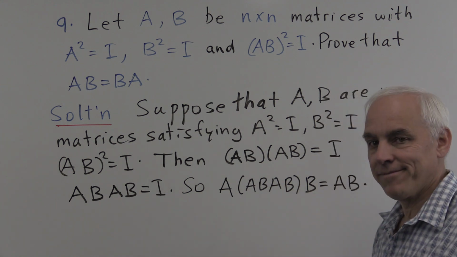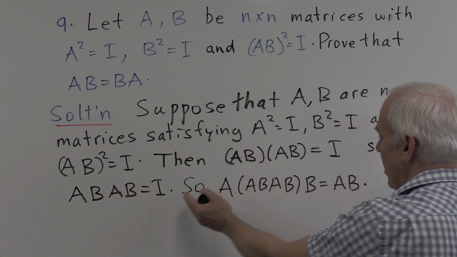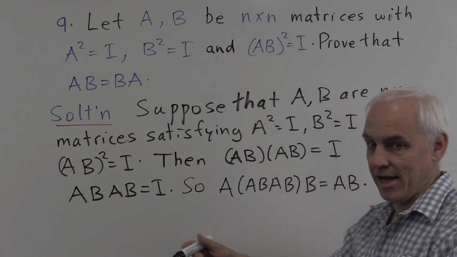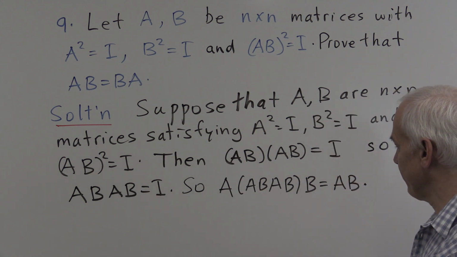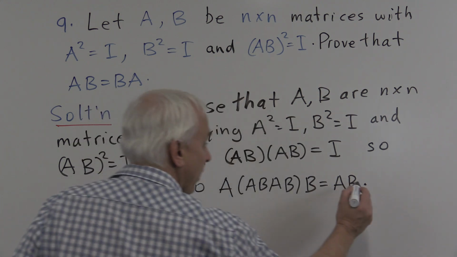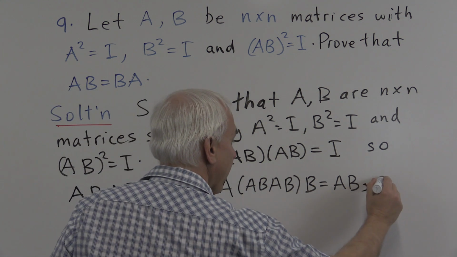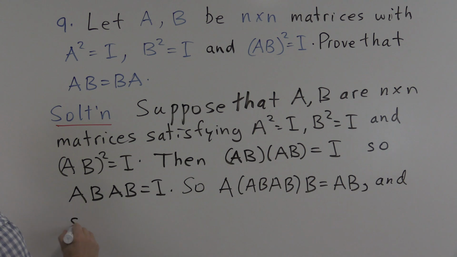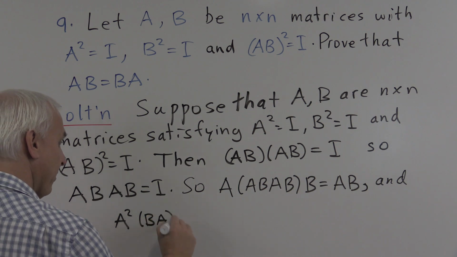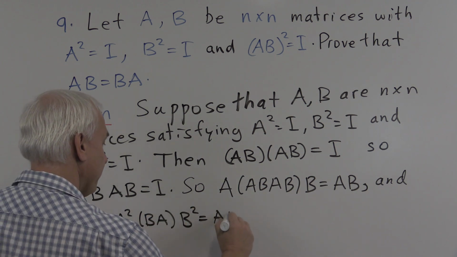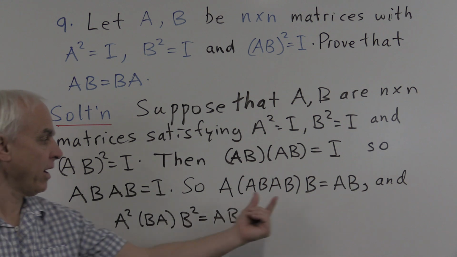All right, so we've just taken this expression and multiplied it on the left by A and on the right by B, using the fact that the identity times anything is that anything. So when we multiply I by A, we just get A. And maybe we'll carry on. So this is true. And so A squared times BA times B squared equals AB. So I'm just rearranging by associativity, grouping the two A's together here and the two B's together here.